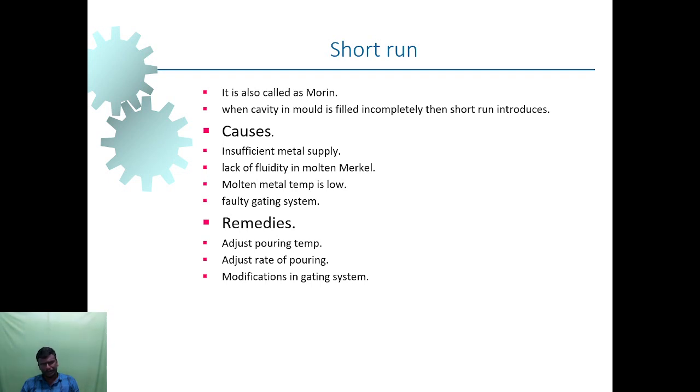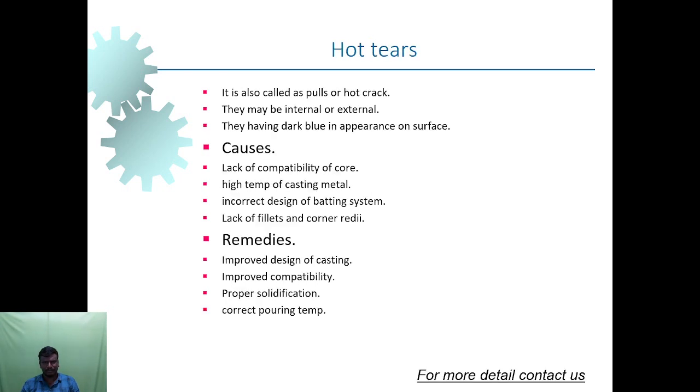Short run is also called a misrun. When the cavity in the mold is filled incompletely, then a short run is produced. The causes for short runs are insufficient metal supply, lack of fluidity in the molten metal, low temperature of the molten metal, and a faulty gating system. Remedial actions: adjust the pouring temperature, adjust the rate of pouring, and modify the gating system.